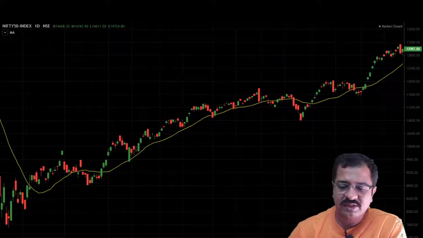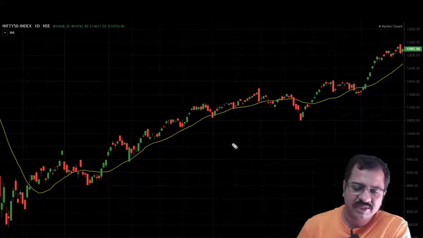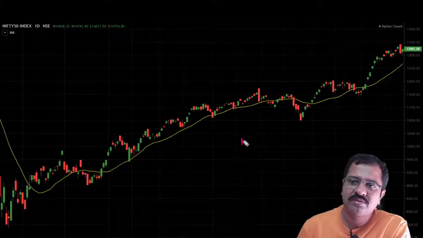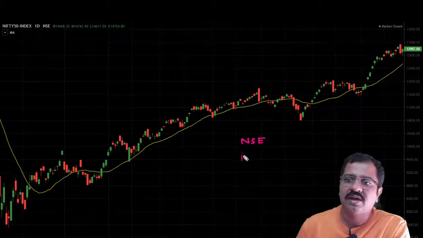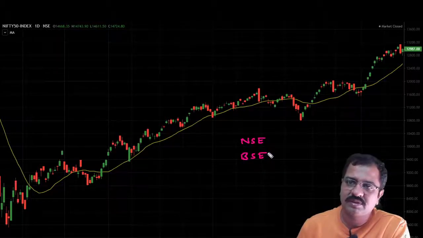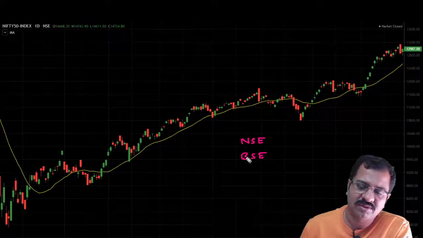Now let's take an example in the stock market. We have many exchanges here, but basically we have two important exchanges. One is NSE and the other one is BSE. Most of the shares which are listed on NSE are also listed on BSE.